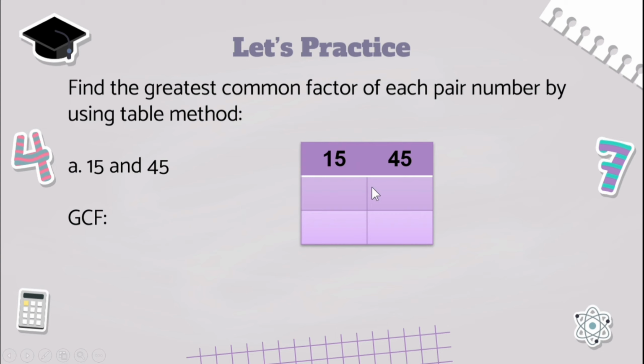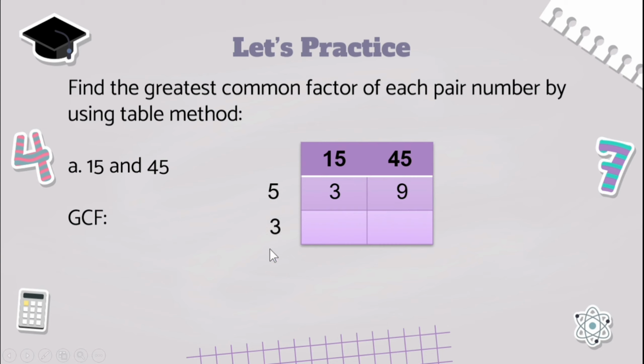Let's practice. Find the greatest common factors of each pair of numbers by using the table method. We have 15 and 45. What number can divide both of them? Because these are multiples of 5, we can choose 5 as a factor of 15 and 45. 15 divided by 5 is equal to 3, and 45 divided by 5 is equal to 9.